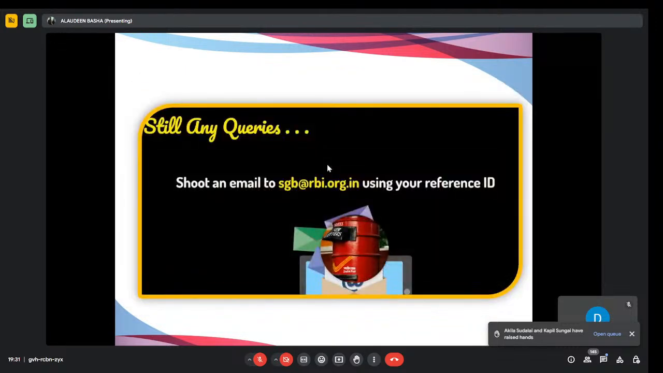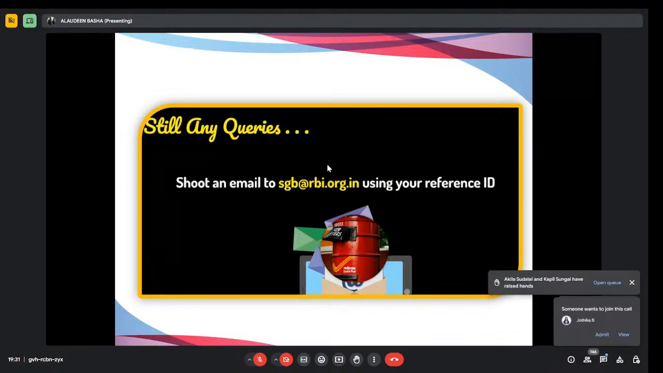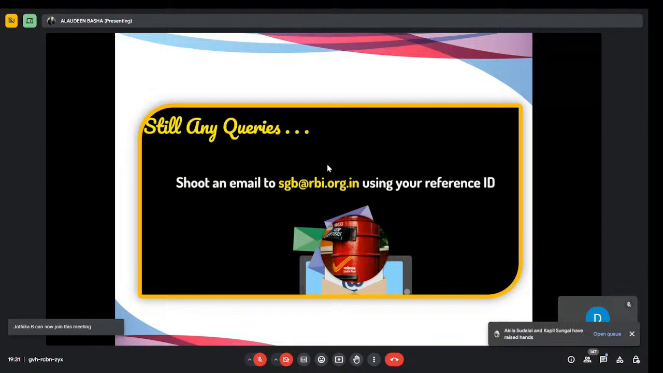So if you have any queries still, any doubts or clarifications, you can directly mail at sgp@rbi.org.in. Okay, this is for any queries, now or in future, you can just put your mail to this mail ID. So this is the sovereign bond. It's a very good opportunity, exclusive for women and also children.